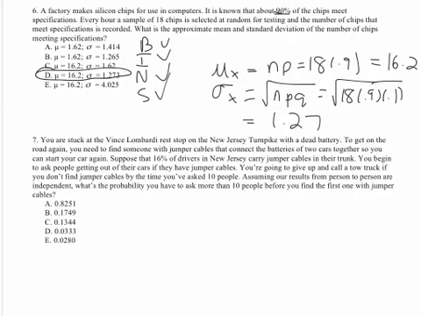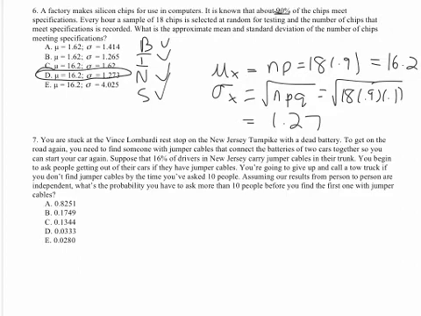7. You're stuck at the Vince Lombardi rest stop on the New Jersey Turnpike with a dead battery. To get on the road again, you need to find someone with jumper cables that connect the batteries of 2 cars together so you can start your car again. Suppose that 16% of drivers in New Jersey carry jumper cables in their trunk. You begin to ask people getting out of their cars if they have jumper cables. You're going to give up and call a tow truck if you don't find a jumper cable by the time you've asked 10 people. Assuming our results from person to person are independent, what is the probability you've asked more than 10 people?